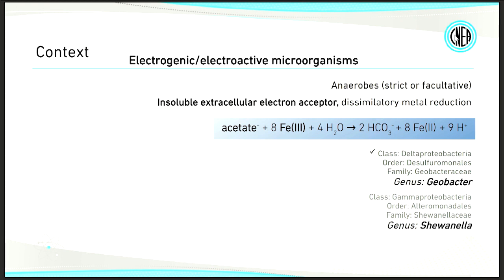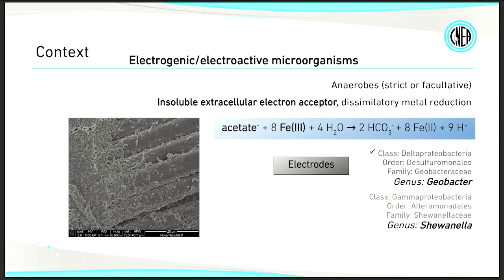These bacteria are very diverse in nature, and today there are lots of known genera that can perform this task. The best known are Geobacter and Shewanella. The task that they perform has made these microorganisms a great technological platform, since it was demonstrated that they can also couple the oxidation of these compounds to the reduction of electrodes.